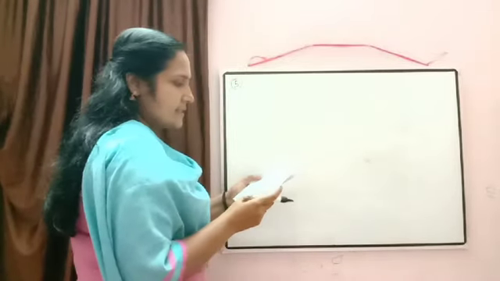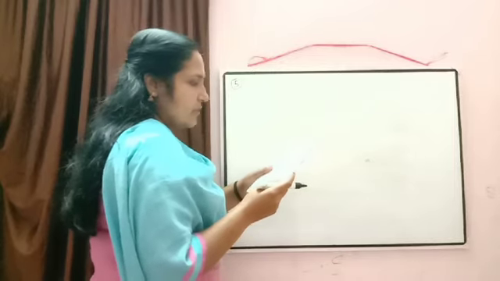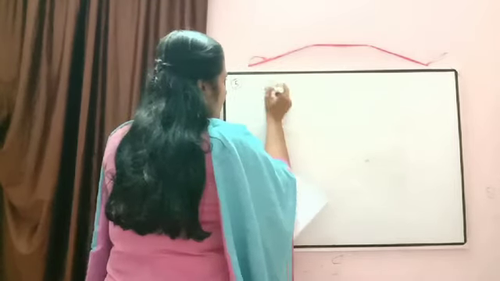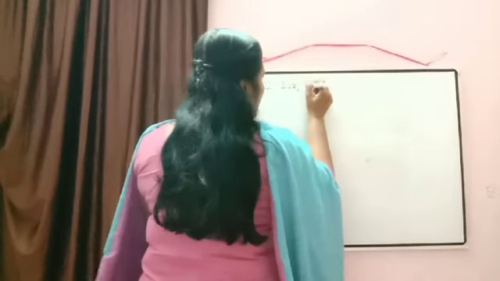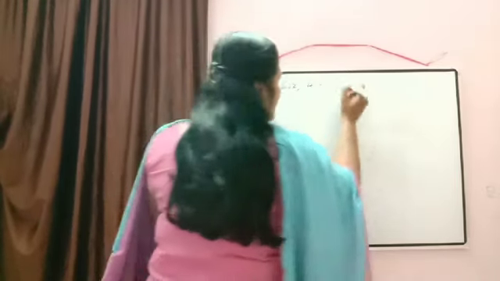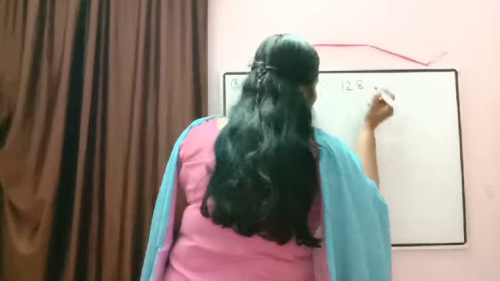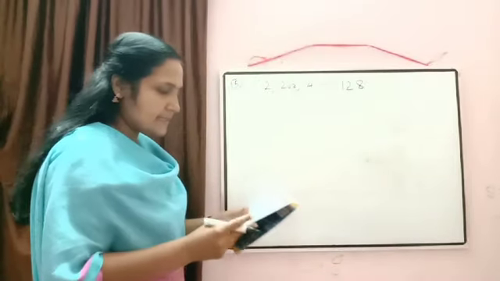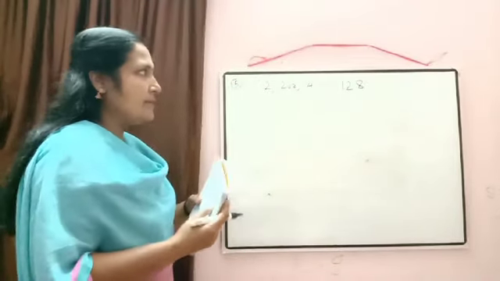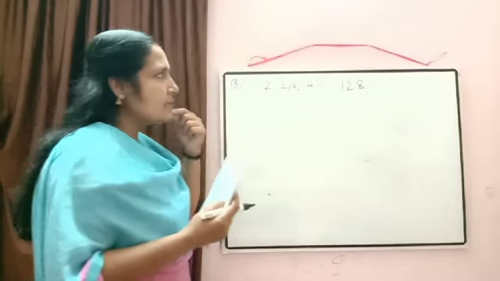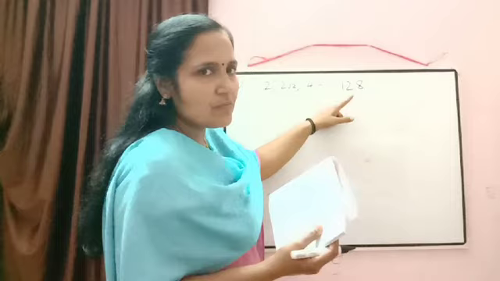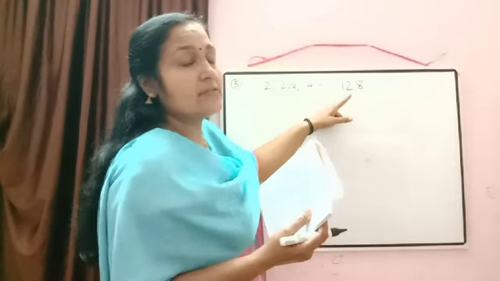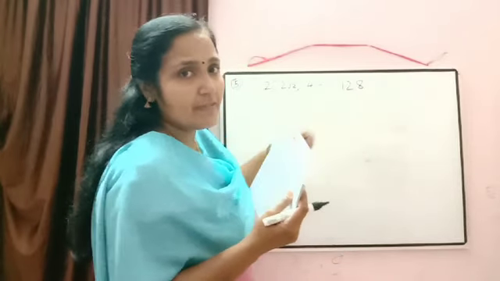Question number 5 is written. Which term of the following sequence 2, 2 root 2, 4, etc. is 128? Which term of the sequence is 128? Which term of the sequence means here 128 is which term? So what we have to calculate here? Yes, we have to calculate the value of n there.